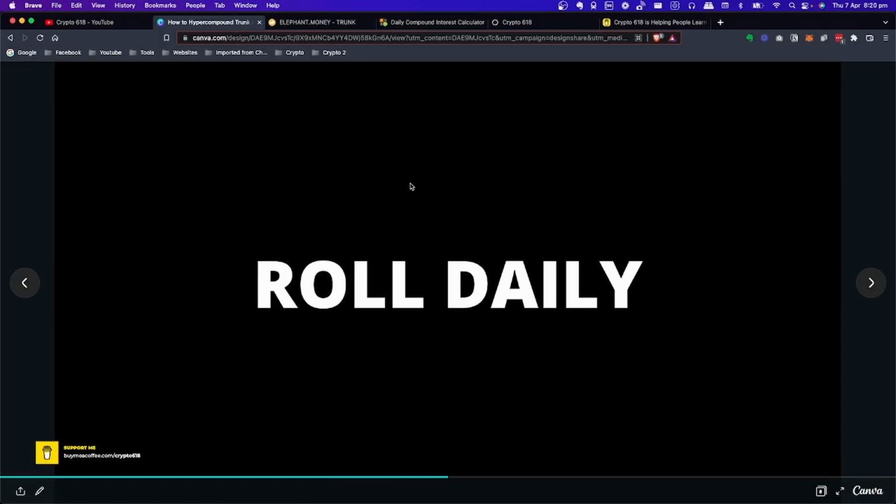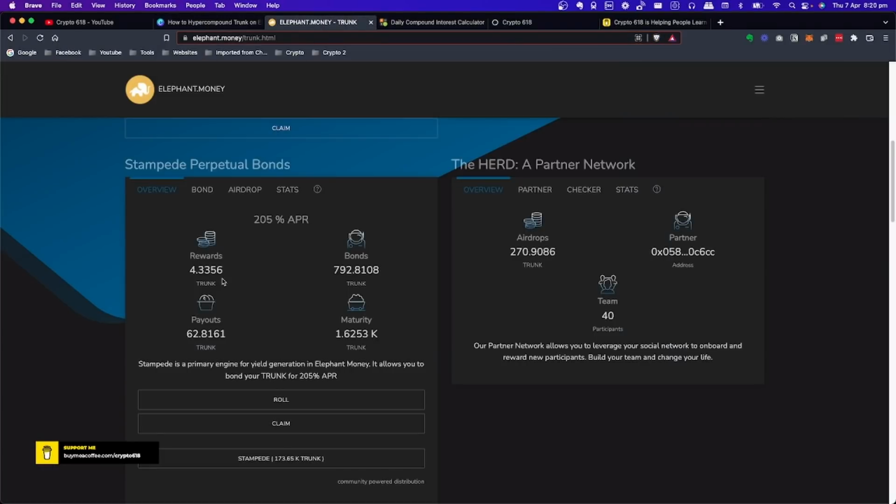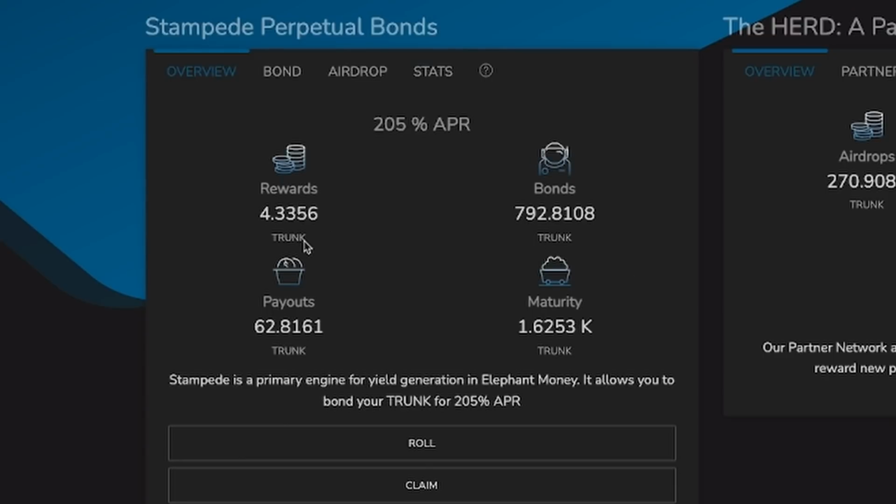Then what you want to do is roll daily. So let's go back here and have a look. We get these rewards on a daily basis. Today I've earned just over $4 in rewards. What you do then is click on the roll button, and this will roll your rewards back into your bonds. And this is the act of compounding. So that's the next step.